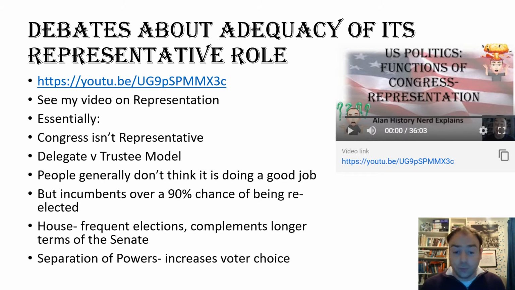So all of this, at the back end, suggests they're doing a really good representative role. The stuff at the top suggests they aren't. So again, there is a real debate in that one, and that would be a potential one for an essay, I think.